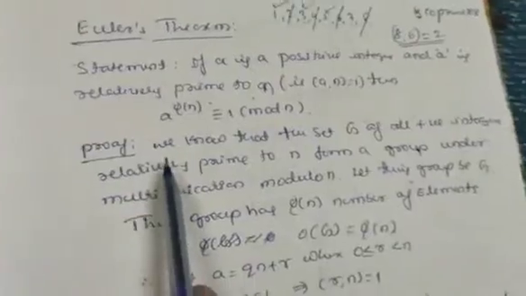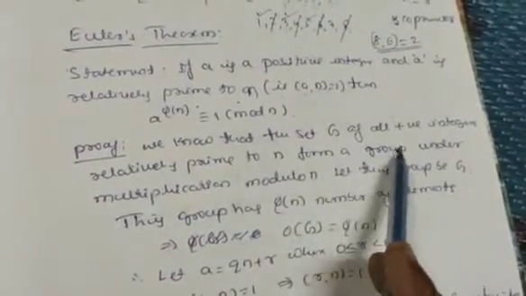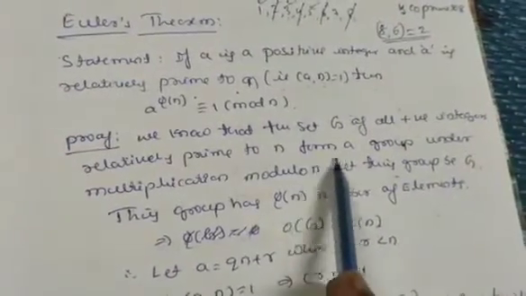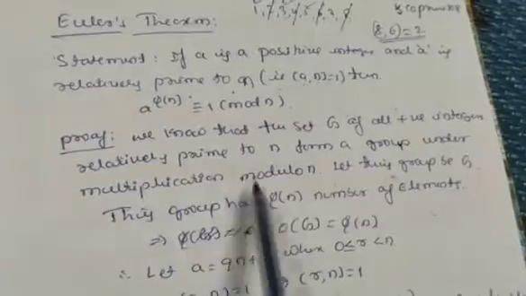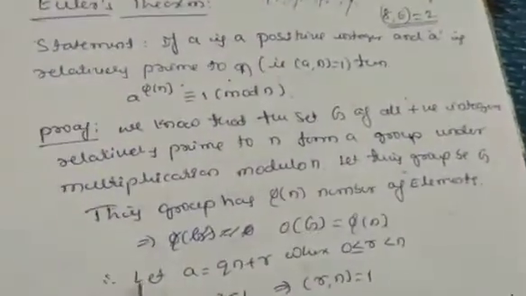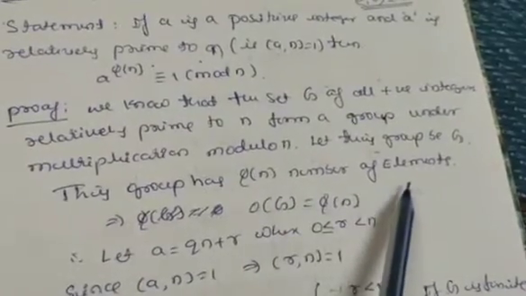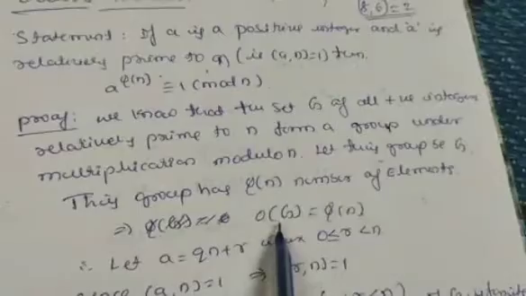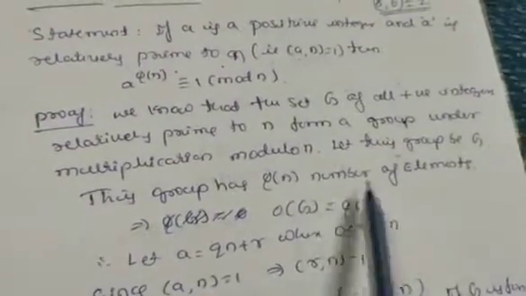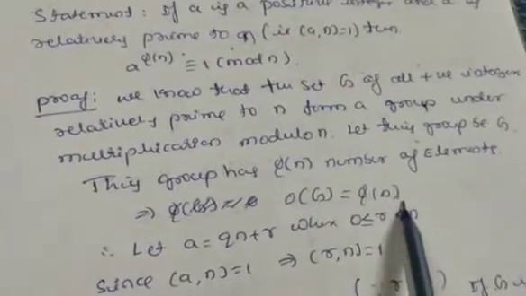Proof. We know that the set G of all positive integers relatively prime to n forms a group under multiplication modulo n. Let this group be G. So this group has phi of n elements. That is, the order of G is equal to phi of n.